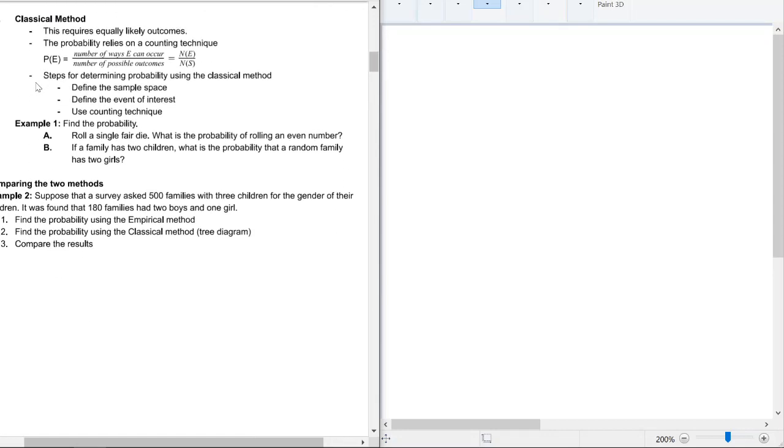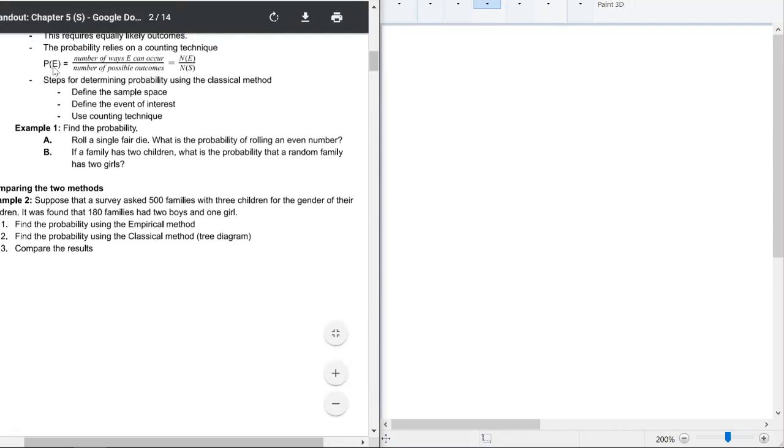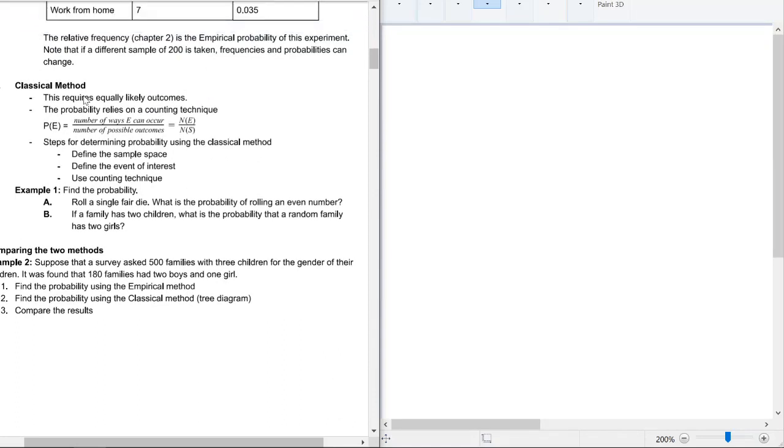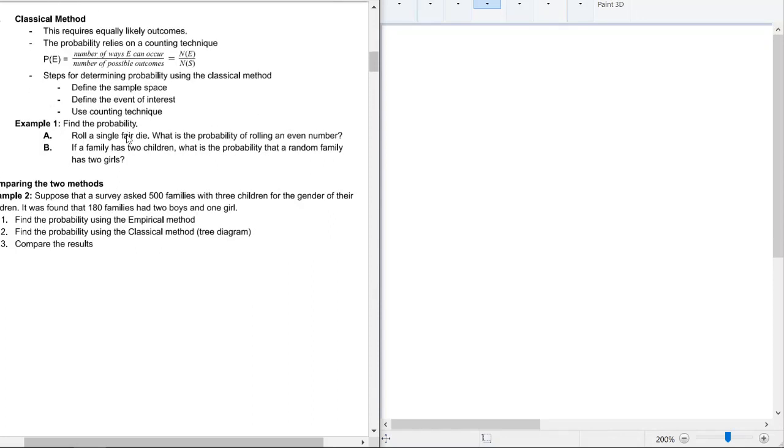For the classical method, this is whenever outcomes are equally likely to occur. I'm going to show you in example 1 when that happens, but whenever you have outcomes that are equally likely, we use a formula. That formula, the probability of an event of interest occurring, is the number of ways the event of interest can occur over the number of all possibilities in the experiment. So let me show you example 1 on how we calculate this type of probability.